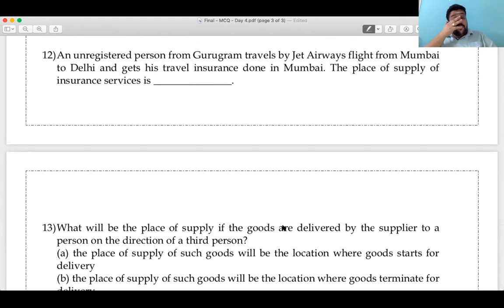An unregistered person from Gurgaon travels by Jet Airways flight from Mumbai to Delhi and gets his travel insurance done in Mumbai. The place of supply of the insurance service.